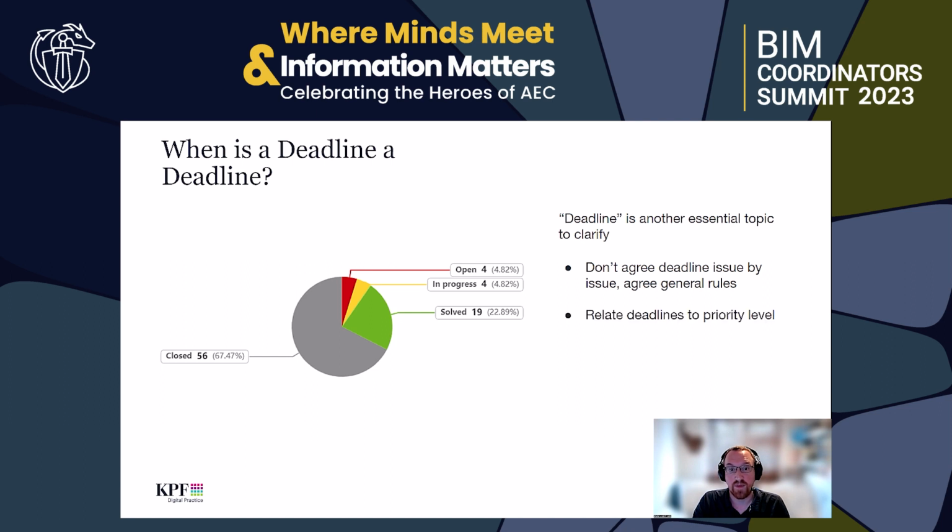For example, you could say that a critical issue, using our protocols, must be responded to within 1 or 2 weeks, or perhaps by the next confirmed model exchange. For minor issues, you may wish to set the deadline in line with the model freeze date, or perhaps the end of the current stage.